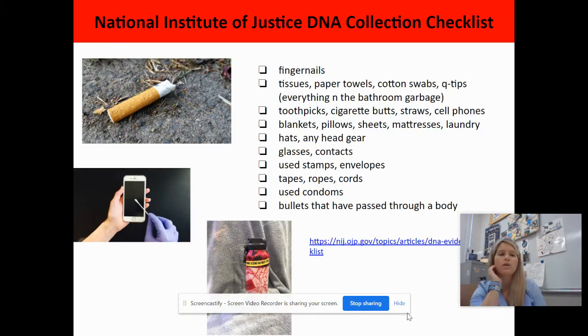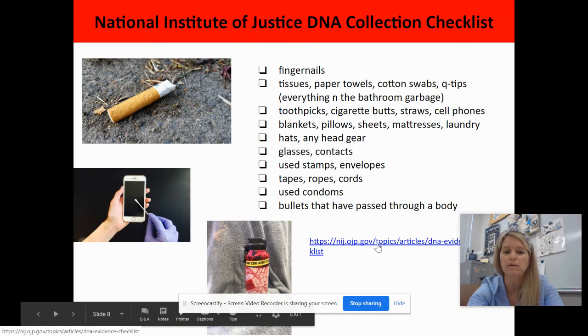Okay, so there's actually a checklist that the National Institute of Justice says for CSIs to look at when they go to a crime scene. Here's stuff they should check for DNA. So I wanted to show you this real quick. I want to show you this website. So look at the different things.